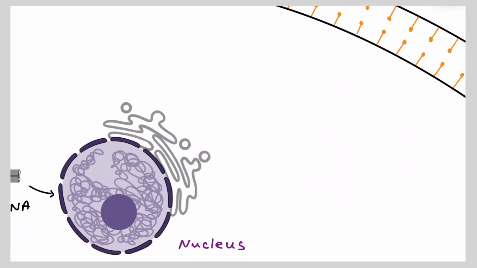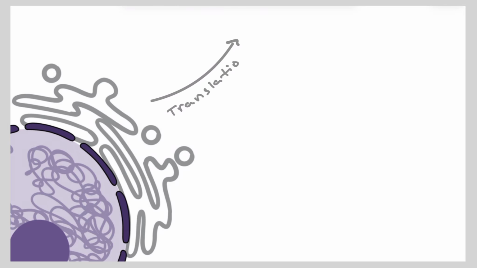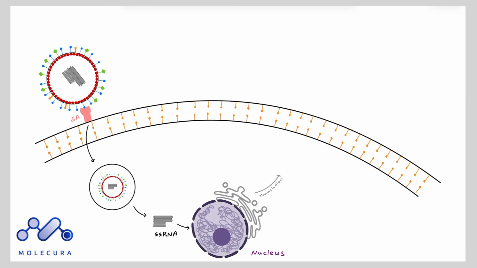So we are going to have translation of the virus proteins happening inside the endoplasmic reticulum. And what we end up having here is the viral surface proteins. So these surface proteins that are over here, along with the genome of the virus, is ready to be exported outside the cell to go and infect the next cell.